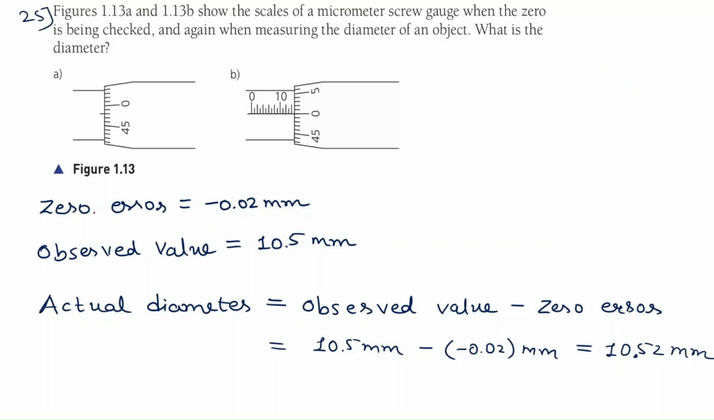So we know the error is about 48 divisions. You can count by 0, then 1 and 2, and the least count is 0.01, so you get 0.02. You take it as negative here, because it's below the zero value. Now, once you identify the error, go on to figure B.